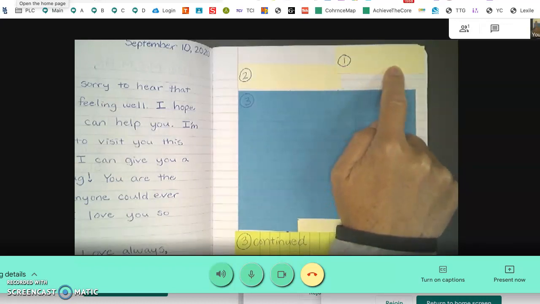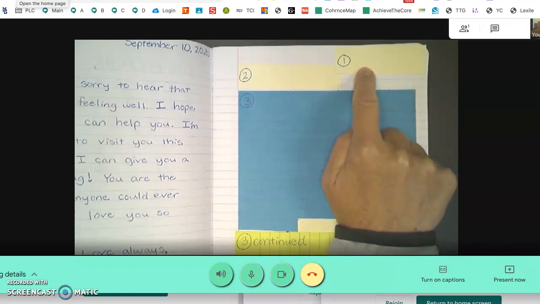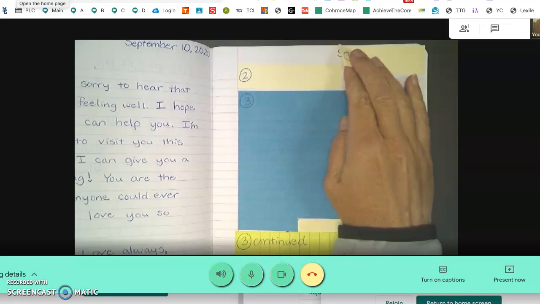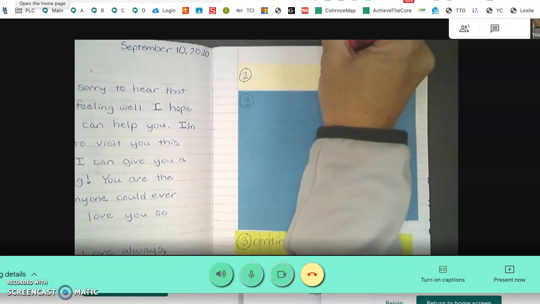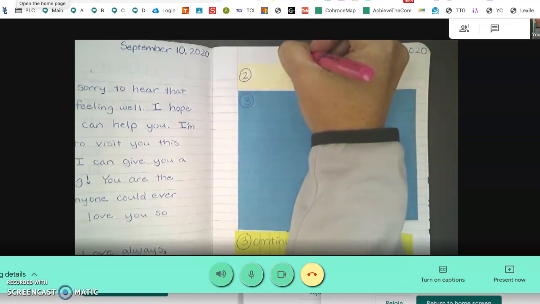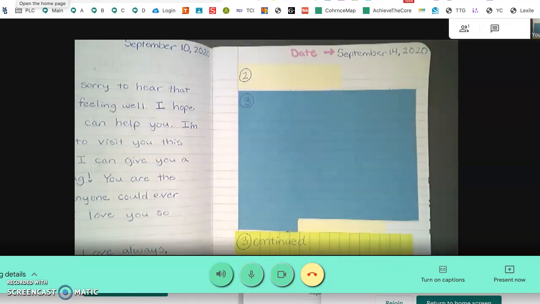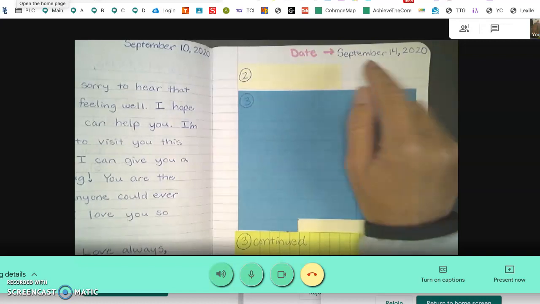Boys and girls, I'm wondering if you can remember what part 1 is. It goes in the upper right-hand corner. Think about it. That's right. The date goes in the upper right-hand corner. So part 1 is the date. All friendly letters have a date on them so that the person receiving the letter knows when this took place.